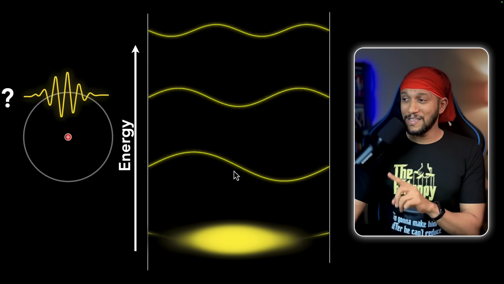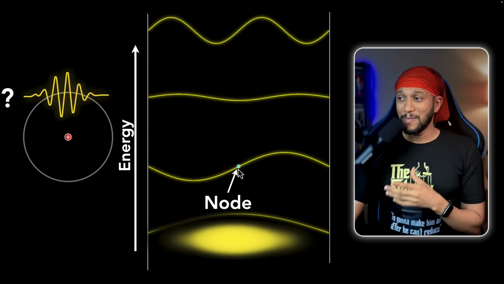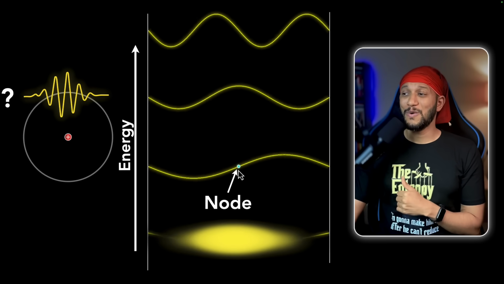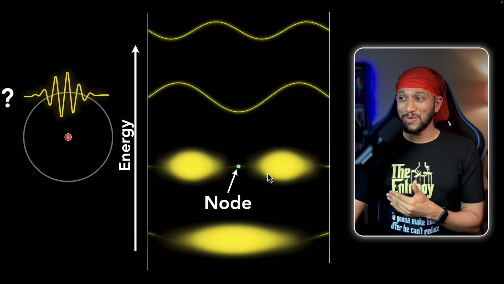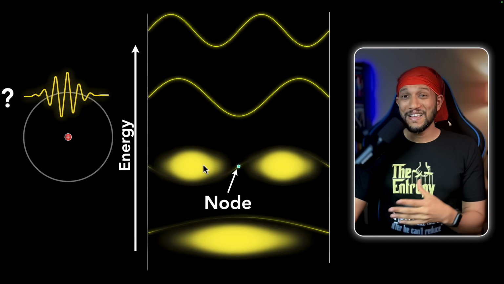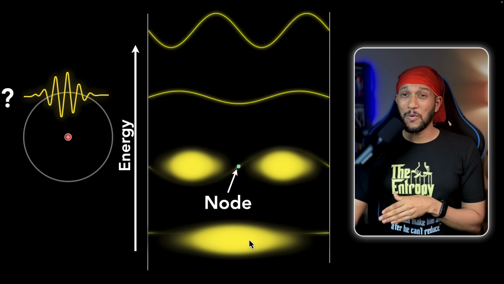Now look at this particular wave. We have a node over here. That means the amplitude is 0 in between. So the probability of finding the electron over here is 0, which means if I were to look at the probability clouds over here, it would look like this. So notice over here, the electrons are much more confined to these two regions compared to over here.